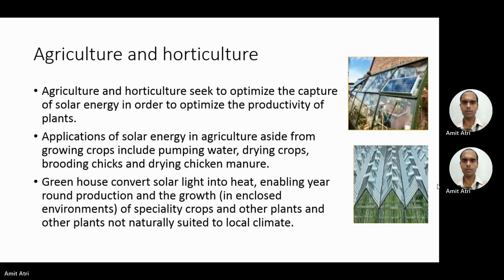And the crops which are not able to survive in a relatively cold climate, as per their natural habitat, can survive here in the glass greenhouse beneath this glass covering, because here the temperature is higher. They're trapping the heat.